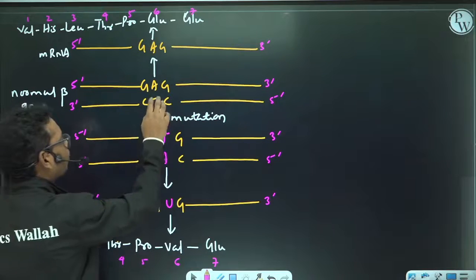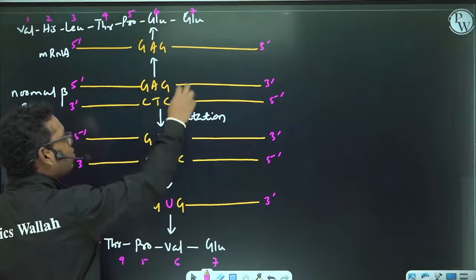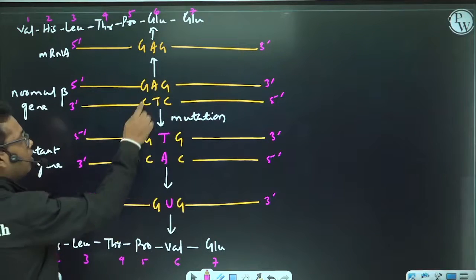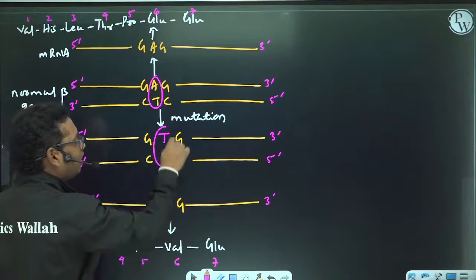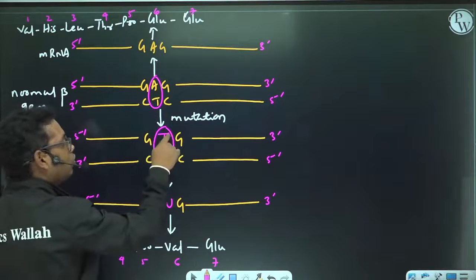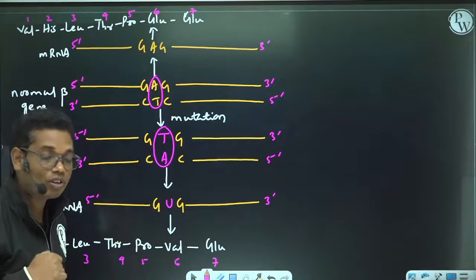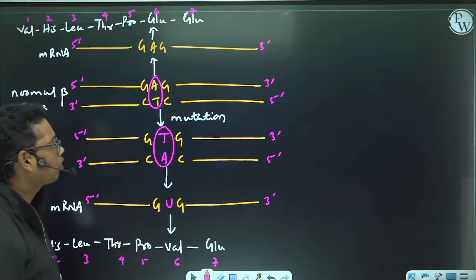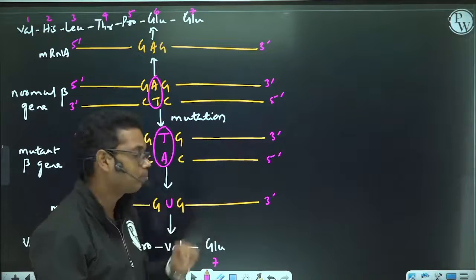So suppose I induce a mutation in this beta gene, and in this case this AT is substituted by TA. So I'm doing the substitution mutation in one base pair. That is why this mutation is a substitution mutation, point mutation.